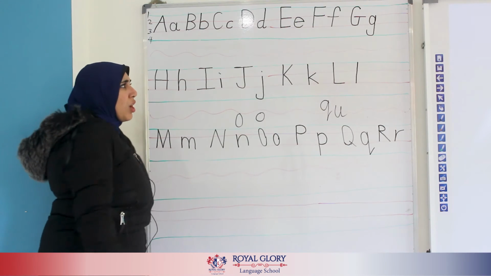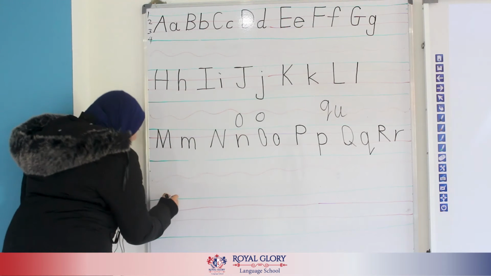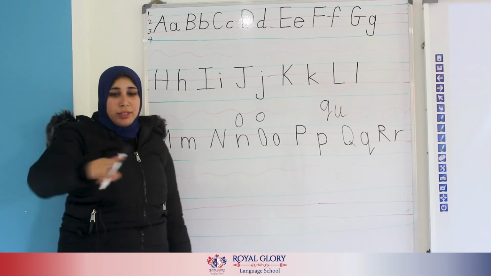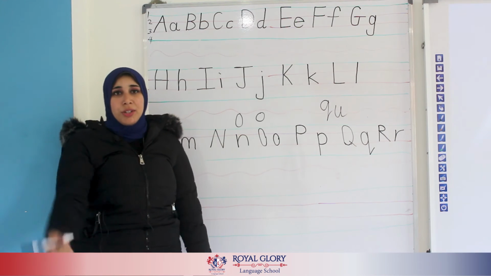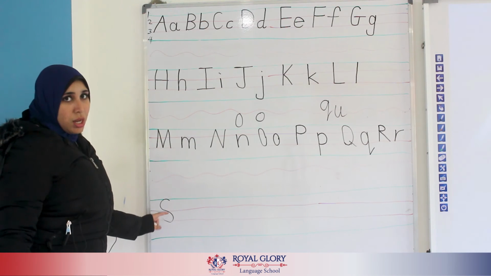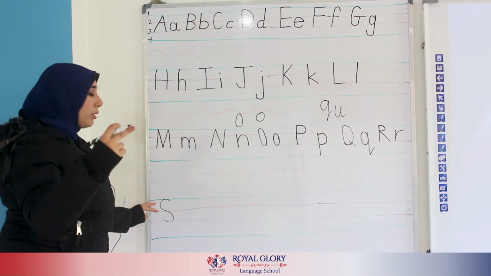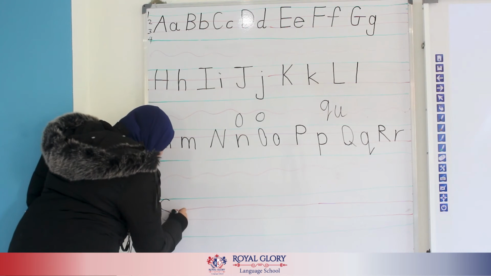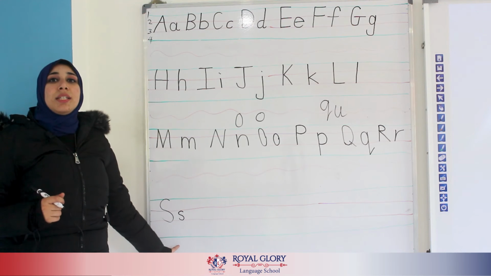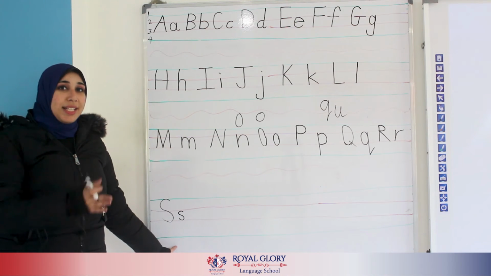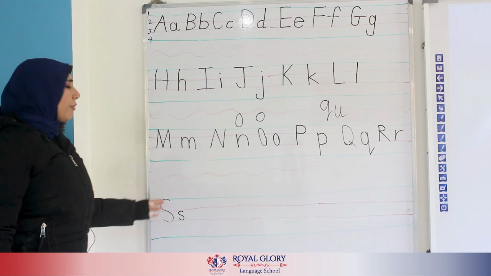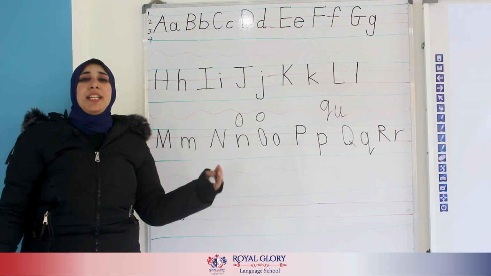S. Okay, how can I write letter S? Turn right down, turn right, turn left. Turn right, turn left. The uppercase is between line number 1 and line number 3, and the lowercase is between line number 2 and line number 3, and the same. This is like a snake. Yes, snake. Okay. After letter S, letter T.